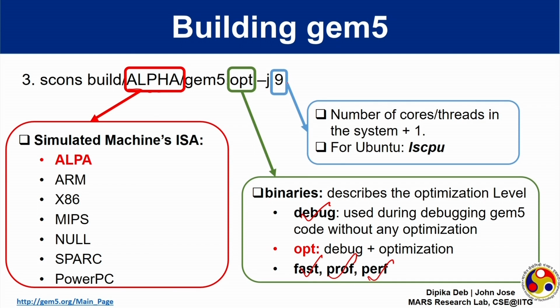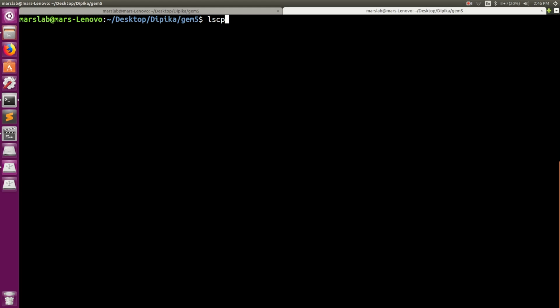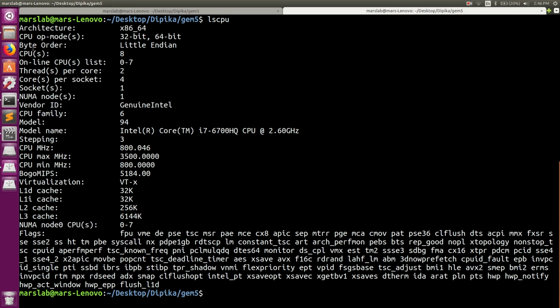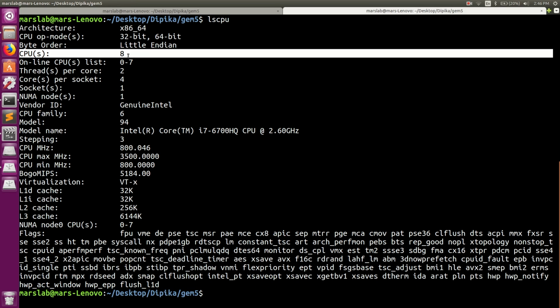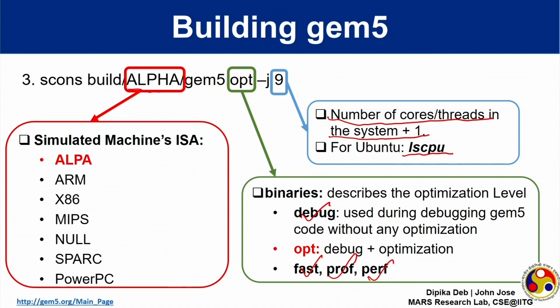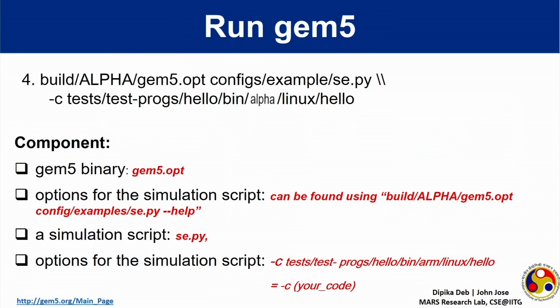Next, -j9, this 9 indicates the number of cores or threads in the system plus 1. For Ubuntu users, you can type this command to check the number of cores that you have in your system. After building gem5, you will notice that inside the gem5 directory, a new directory named build is automatically generated. Now, we will run gem5 using the following command.